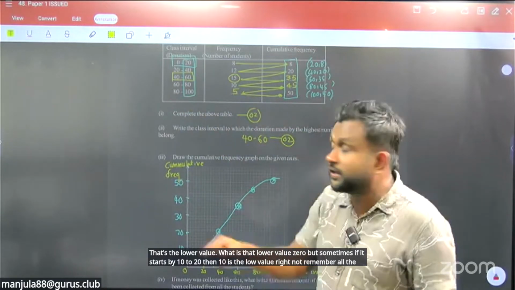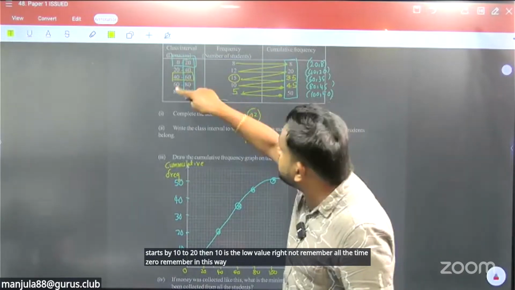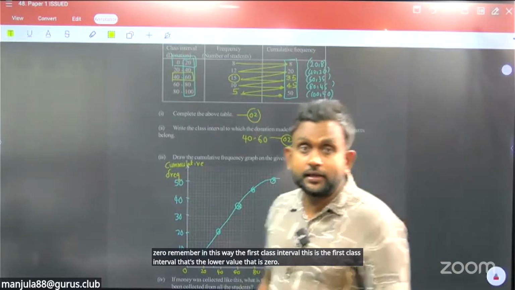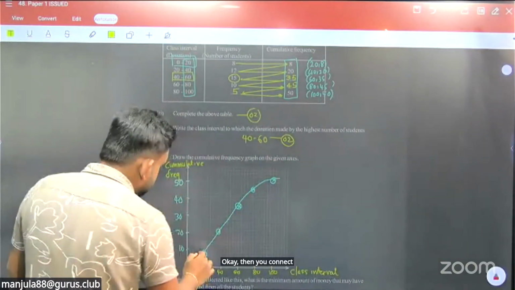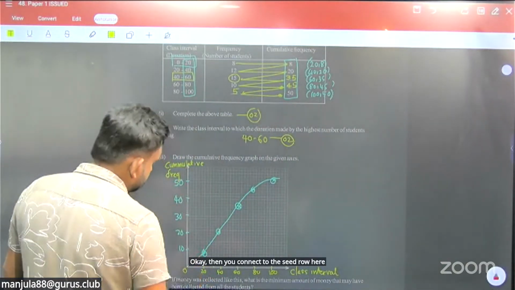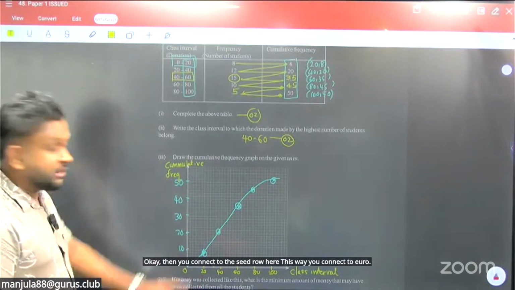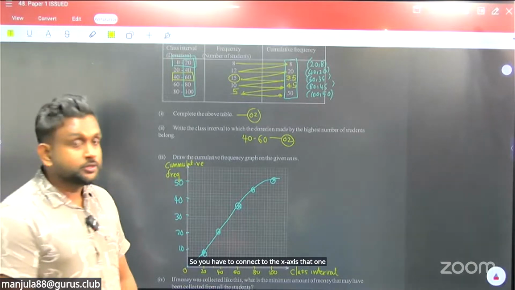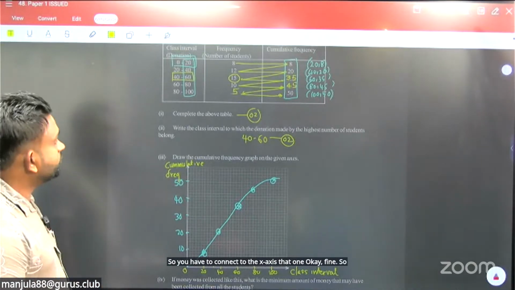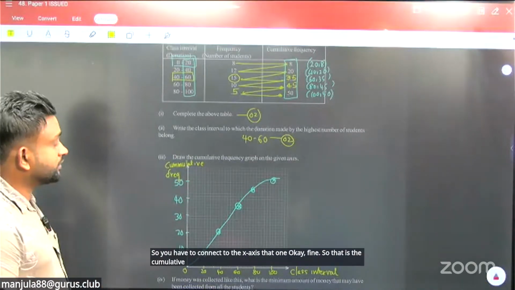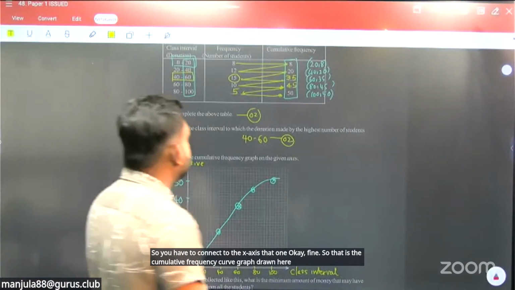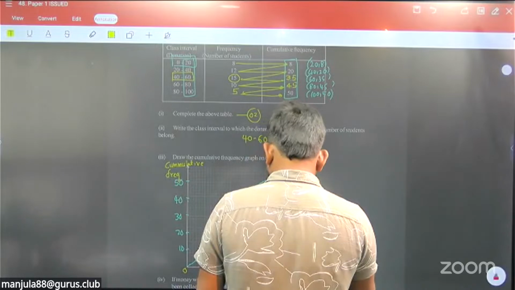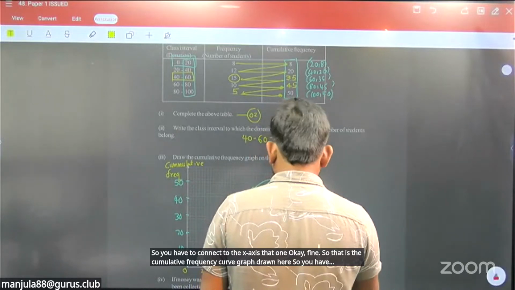Remember in this way: the first class interval, that's the lower value, that is 0. Then you connect to the 0 here. So you have to connect to the x-axis, that one. Okay, fine. So that is the cumulative frequency curve graph drawn here. So we have 4 marks there.